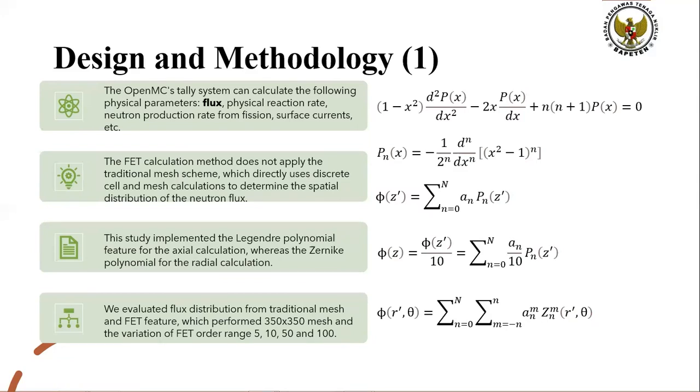We performed 350 by 350 mesh and variation of functional expansion tally order rank 5, 10, 50, and 100. Here, the general equation, general solution, and here, the Legendre polynomial from the mathematical model, and this one is flux along the z-axis, and this one order 10, and this one for the Zernike polynomial order of the flux formula.